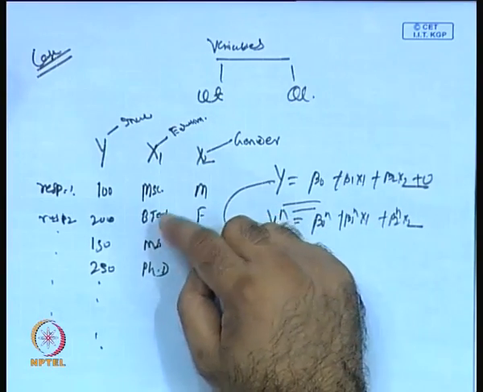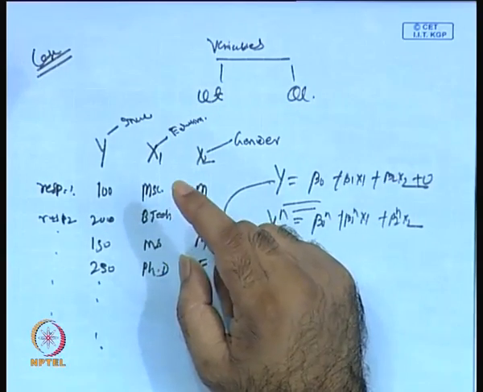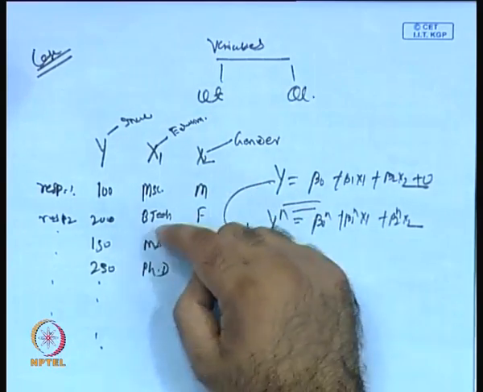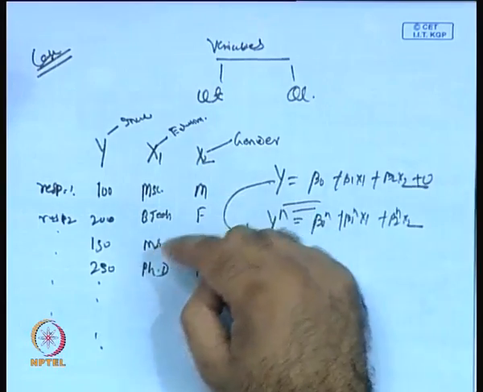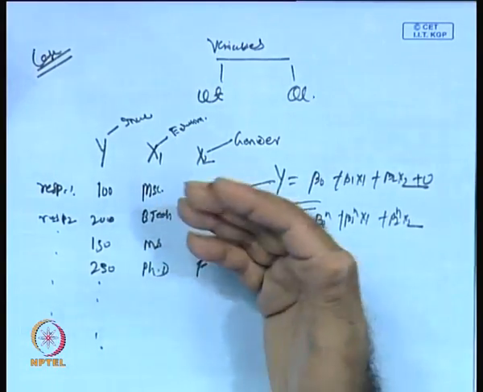Similarly for education, there are 4 degrees here, so I will put 1, 2, 3, 4: 1 for MSc, 2 for BTech, 3 for MS, 4 for PhD. Accordingly, instead of all MSc I will put 1, instead of all BTech I will put 2, instead of MS I will put 3, and instead of PhD I will put 4. Then you have transferred it into quantitative information. After that, estimation is the standard process which we have discussed long back.